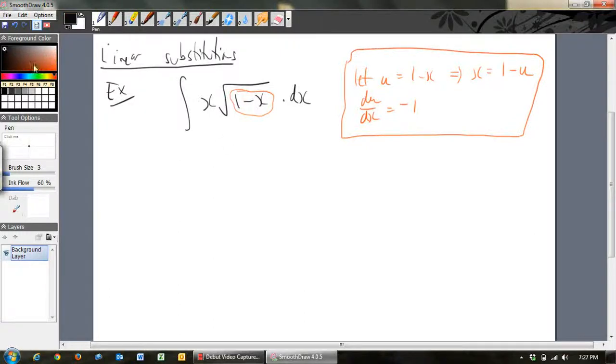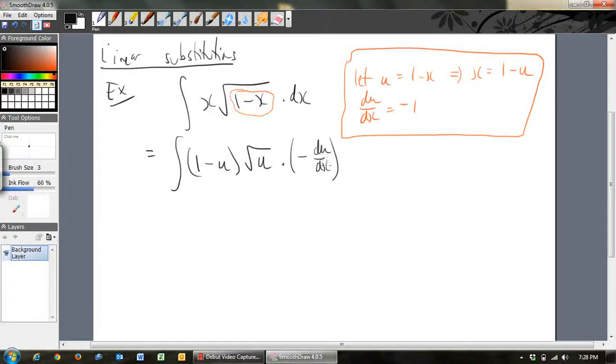And so then what you can do is just change this integral. So this integral is, what is x? x is 1 minus u. Then we've got this square root of 1 minus x. What's 1 minus x? That's u. And then we have dx there. We've got du dx. We've got to get that in somehow. So we'll put du dx in here, but we don't want to make a negative, so we'll just make it negative du dx to get that in there.